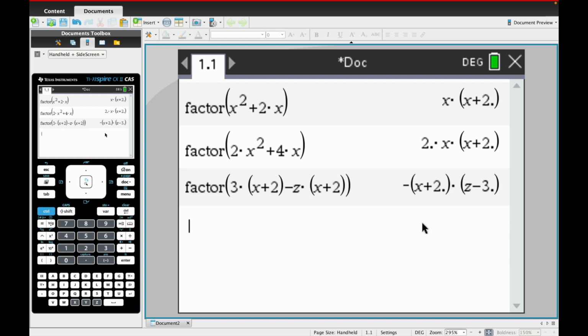So hopefully that increased your understanding of factorizing using highest common factor. Really important you practice this method both by hand and on the CAS because you will need to know how to do both.